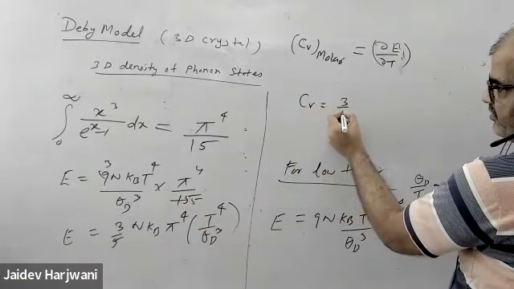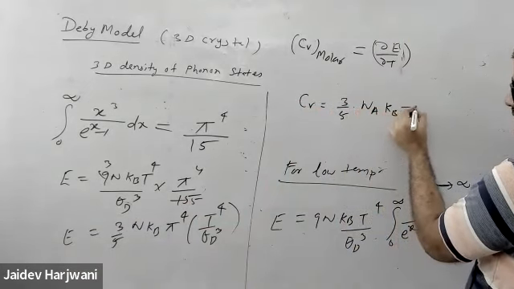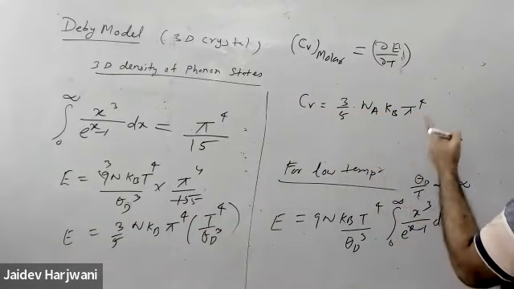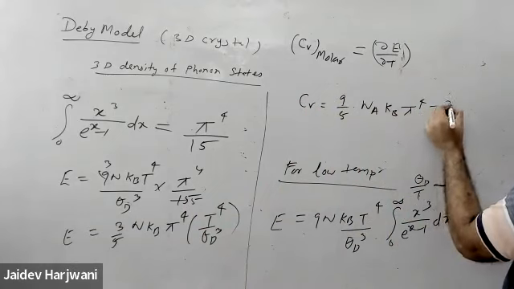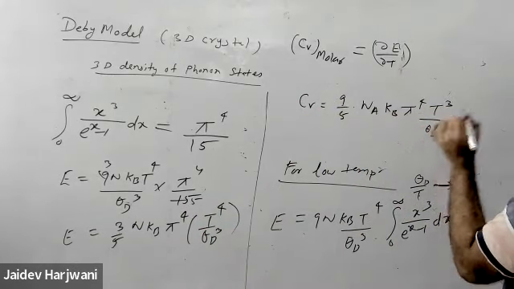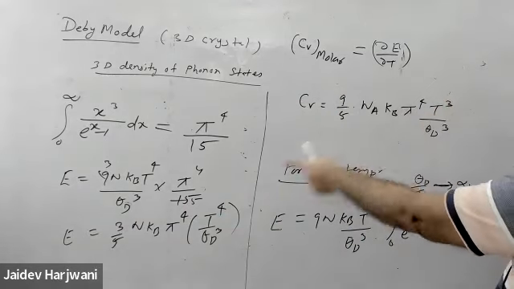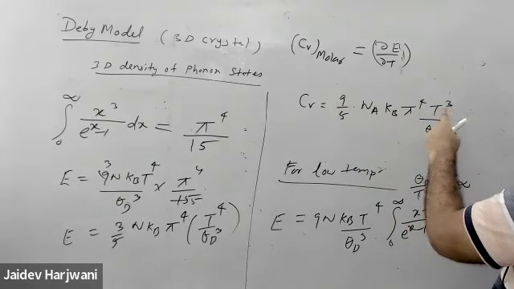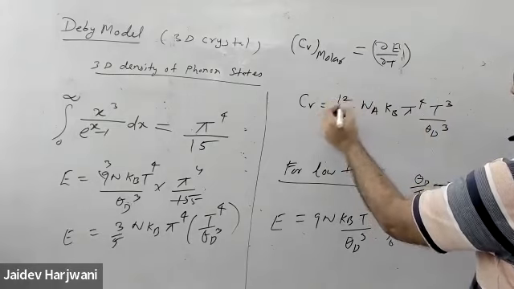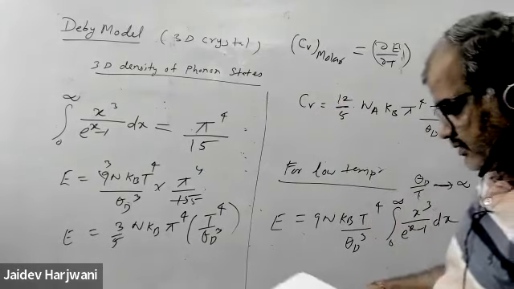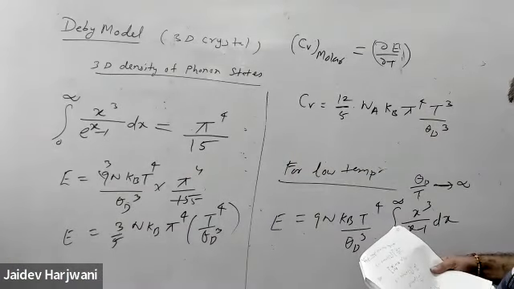Now write 3 upon 5. Instead of n, you write Na kB pi^4 T cube. Differentiate, it becomes 3 T cube... So 4 T cube, we differentiate the 4, so 3 into 4 becomes 12. Yes sir, 4 into T cube comes in differentiation. So 12 will come. Okay, so 12/5 T cube. Very good. So this is my final answer.